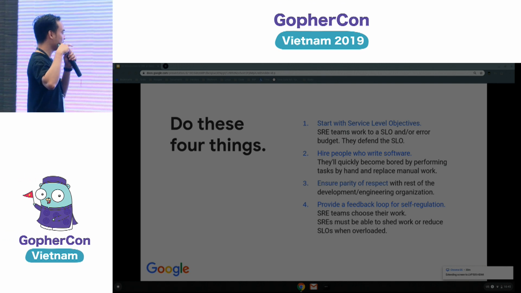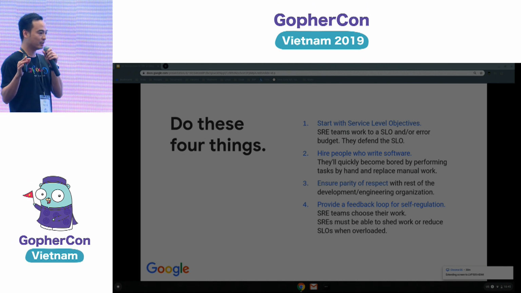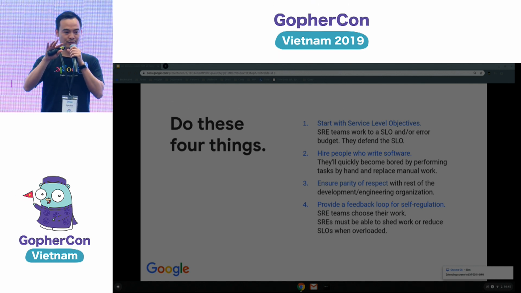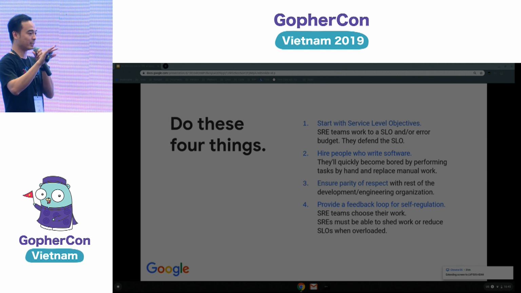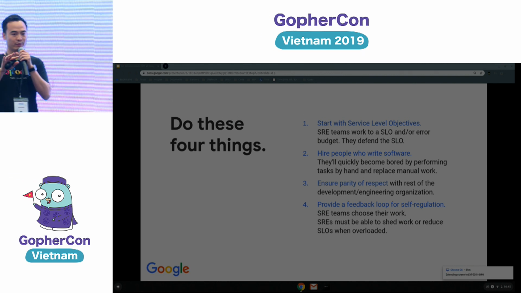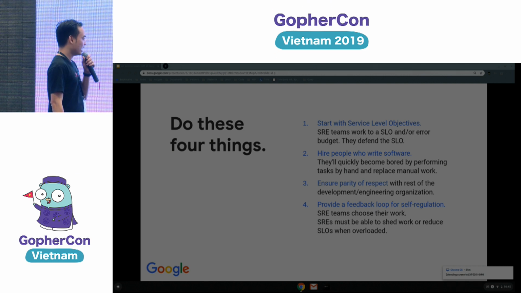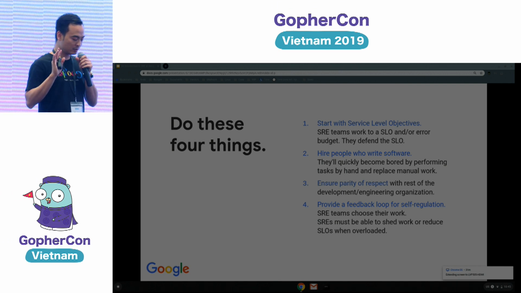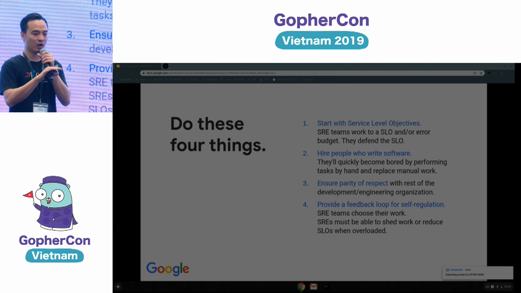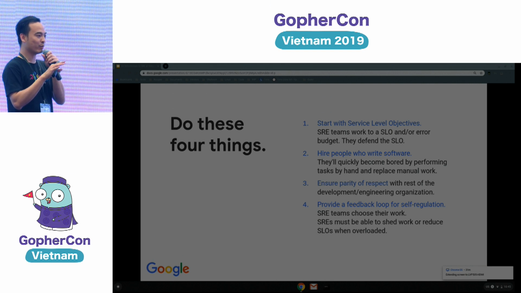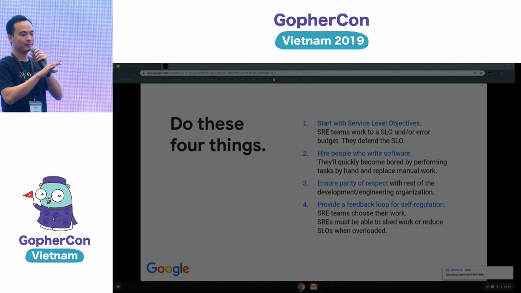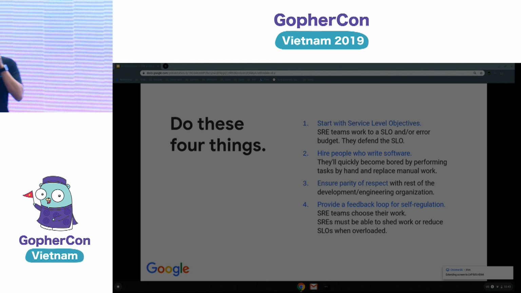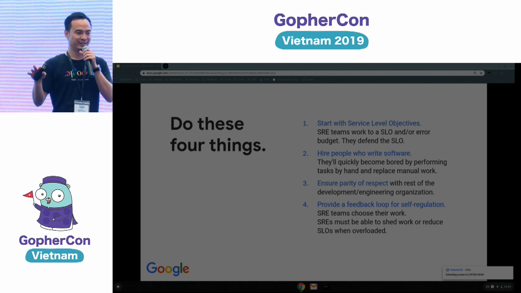And also, you need to ensure the priority and respect for SRE. You need to give them the power. They need to have their voice. They can tell other people, other teams, when to stop, when to start something. And also, you need to give them a feedback loop. They need to be able to decide what they want to work on. If they want to work on automating a task, then let them do it. Because they already feel the pain, they know what to do, and they are willing to do it. That's great, right?